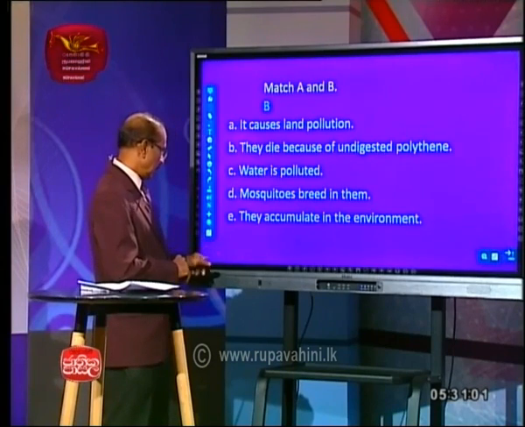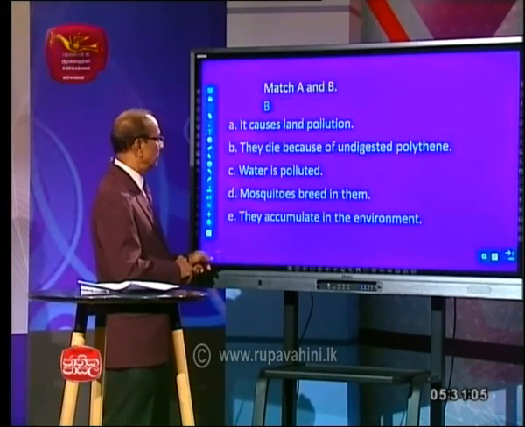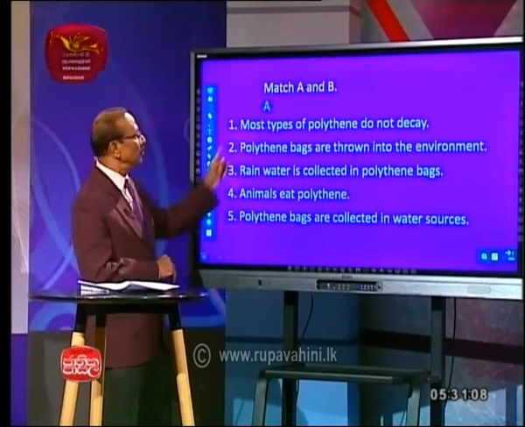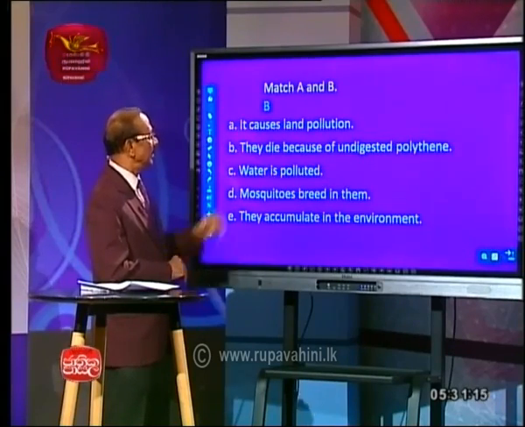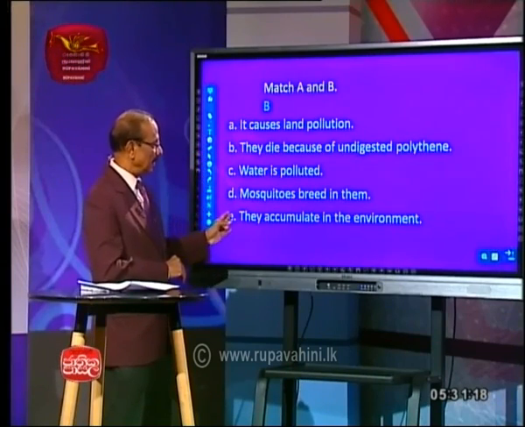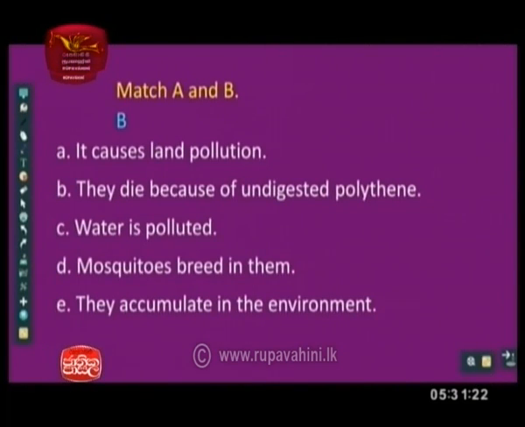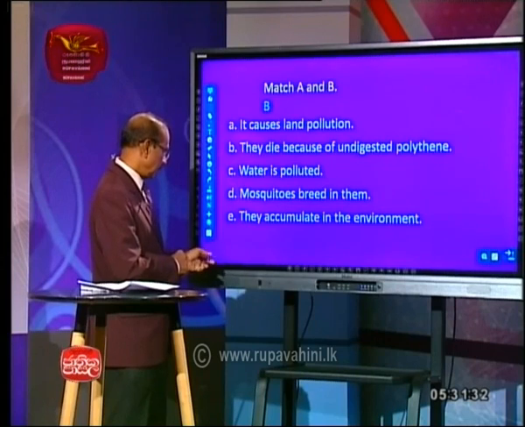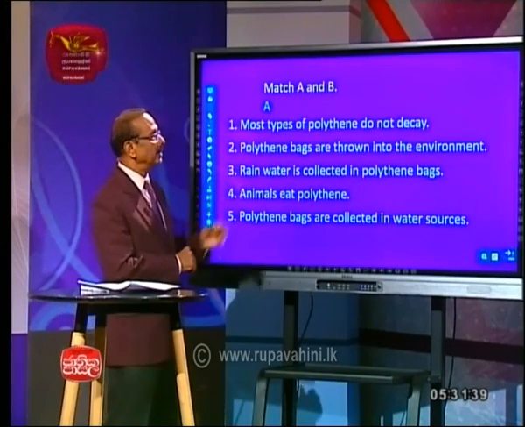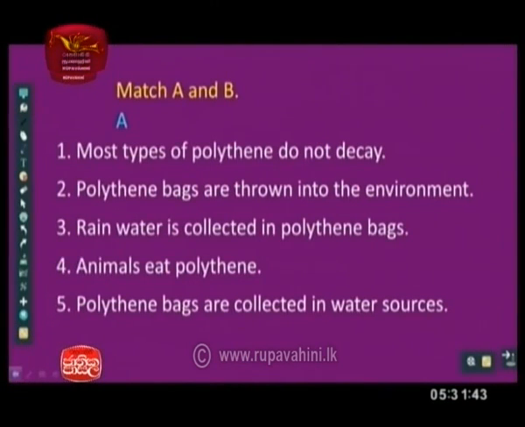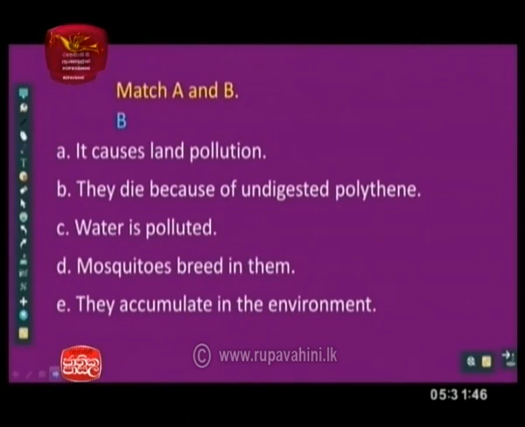Now, let us go back. Most types of polythene do not decay. Now, what is the sentence we can take from this? So, we can say they accumulate in the environment, because they do not decay. Now, we can say it causes land pollution, but in the interview we find they accumulate in the environment. Now, let us move back to A again. Polythene bags are thrown into the environment. So, what happened? It causes land pollution, or you can use this also, they accumulate in the environment.